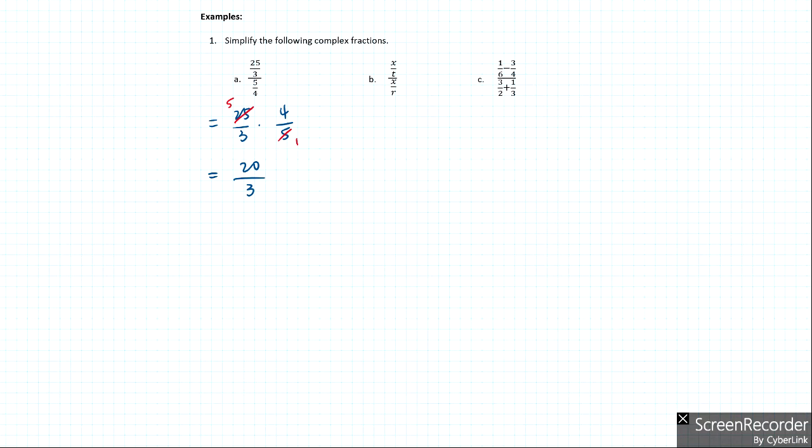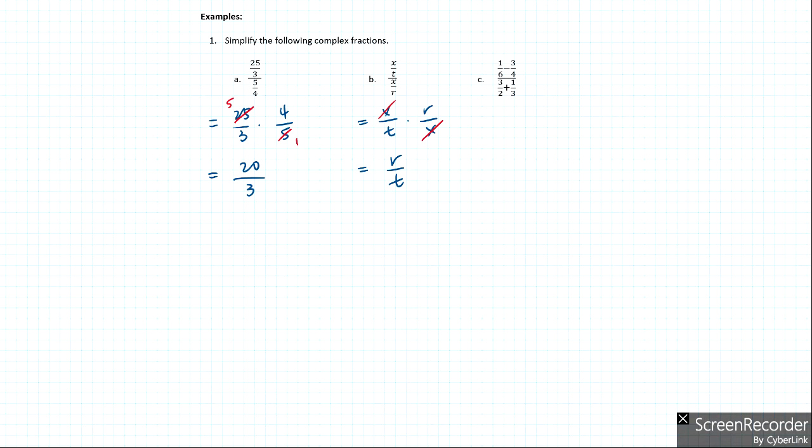Now for part B, we would have the x over t all over x over r. And based on this, I can again convert this to be a multiplication by the reciprocal of denominator. So that becomes multiplied by r over x. And same thing as before, we check any common factor for cancellation. Here we can cancel out x and x, and that leaves me r over t as a result.